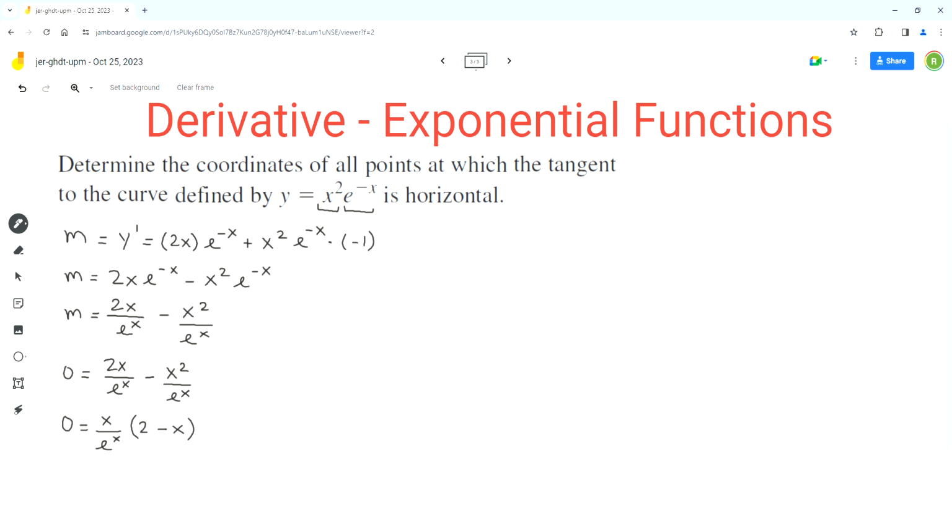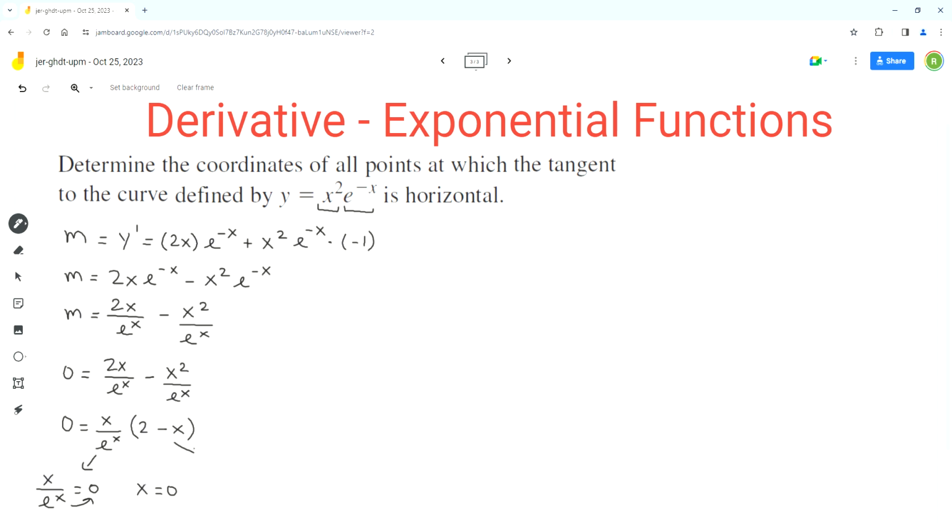Now we get two cases that we can use to solve this equation. So the first case is x over e to the power x is equal to 0. So we can cross multiply the denominator. So we get x equals 0. So this is the first x value we get at which the tangent is horizontal.